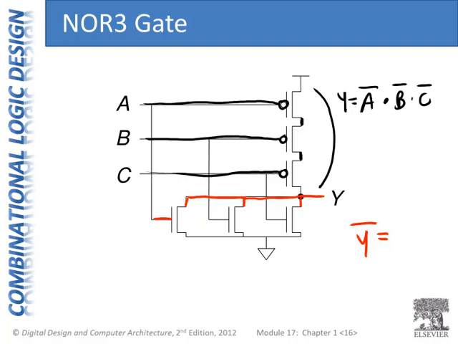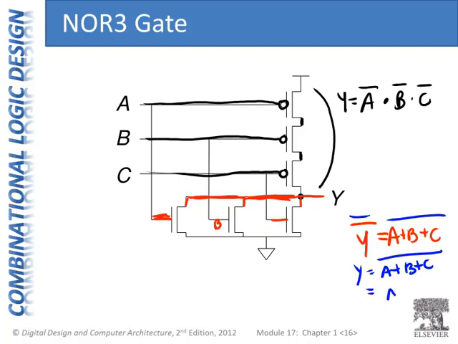So Y bar equals, we know it's going to be an OR, A or B or C. We take the complement of both sides, we get Y equals A or B or C, all of that bar, which using De Morgan's is A bar and B bar and C bar. So we can read it from either the pull-down or the pull-up network.